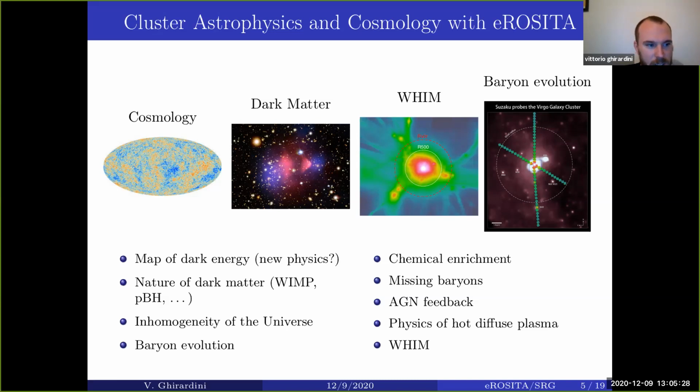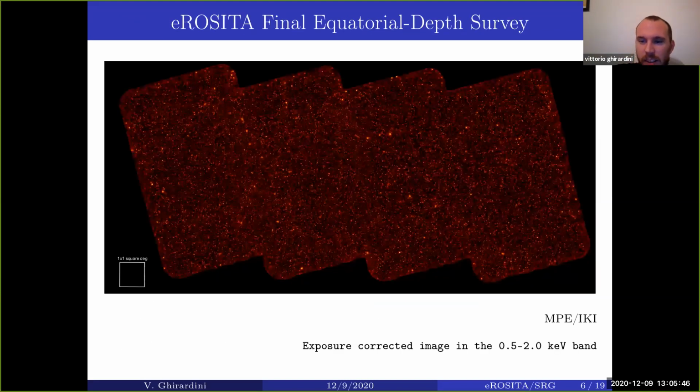So eROSITA was launched in July of last year, started its performance verification phase in September last year, and started the full-scale survey in December last year. There are several observations; there are 3 months of PV observations for eROSITA. However, I will be focusing on just one PV phase observation, which is the eROSITA Final Equatorial Depth Survey, also called the eFEDS field, which is an area of about 140 square degrees and has been fully covered by eROSITA in just 4 days.